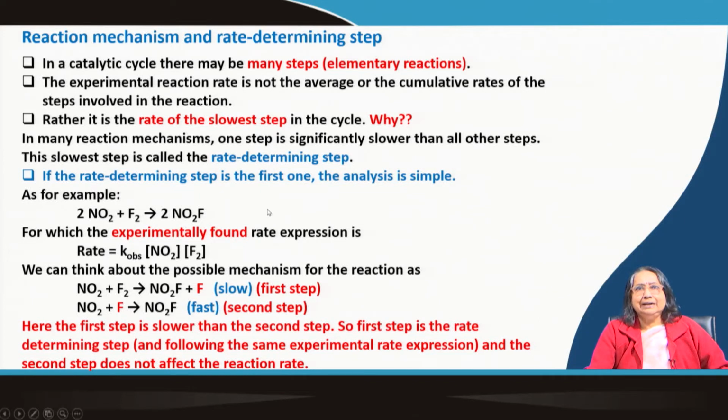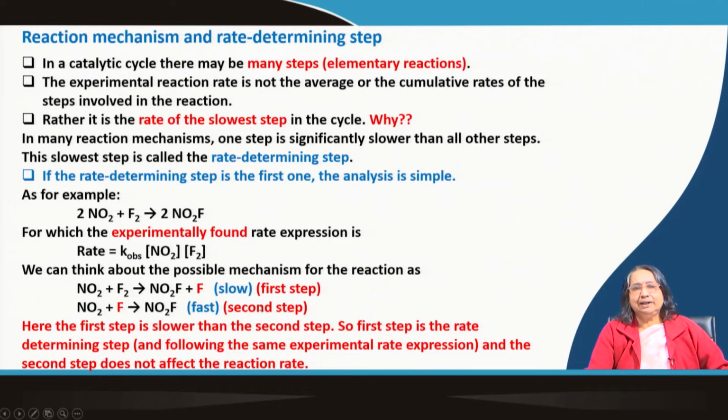Here it is written that if the rate determining step is the first one, the analysis is simple. So here the first one is the slow step, so the analysis is simple. In the second step, F is the intermediate, so it should be consumed. Another molecule of NO2 reacts with F to form NO2F. Now, the overall reaction: 2 NO2 here, F2 here, and 2 NO2F, it is matching, and F is cancelling out.